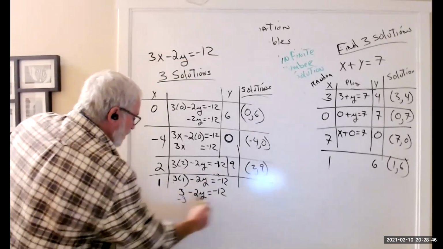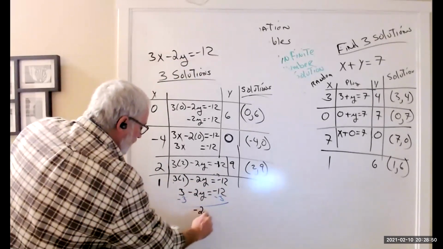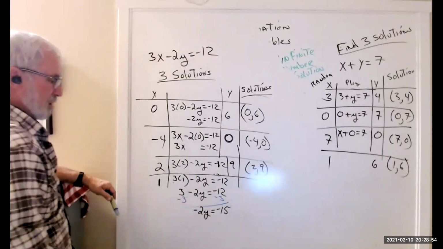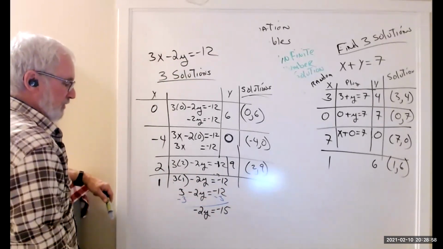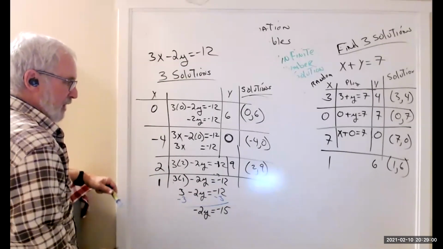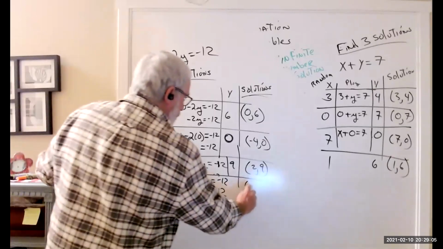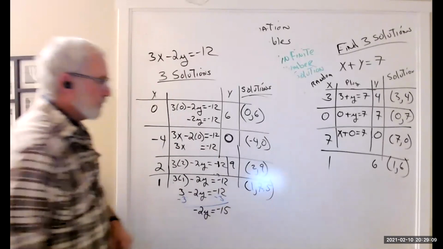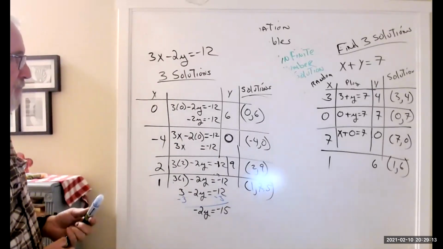Subtract 3, and we get negative 2Y equals negative 15. So when we divide by 2, we get 7.5. So it should have been 1 comma 7.5. Okay, so double check your arithmetic there.